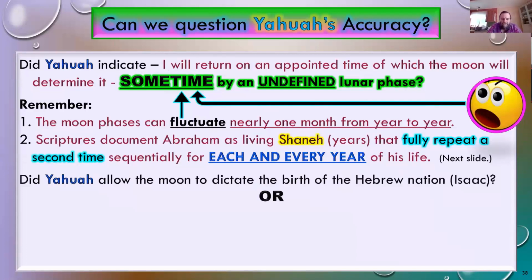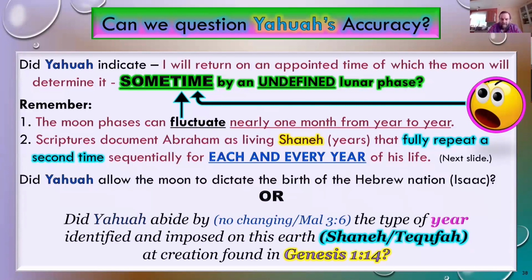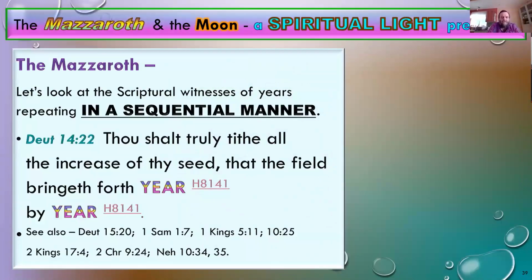Did Yahuwah allow the moon to dictate the birth of the Hebrew nation, Isaac? Or did Yahuwah abide by no changing, seen in Malachi 3:6, no changing the type of year identified and imposed on this earth, the Shanei Tequfah-based year, which was imposed at creation? And we find that in Genesis 1, verse 14. Which type of year did Yahusha use to start the Hebrew nation? The Mazzaroth and the moon, a spiritual light presence. The Mazzaroth. Let's look at the scriptural witnesses of years repeating in a sequential manner.